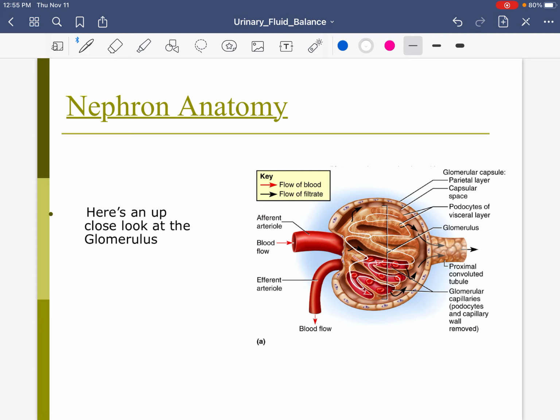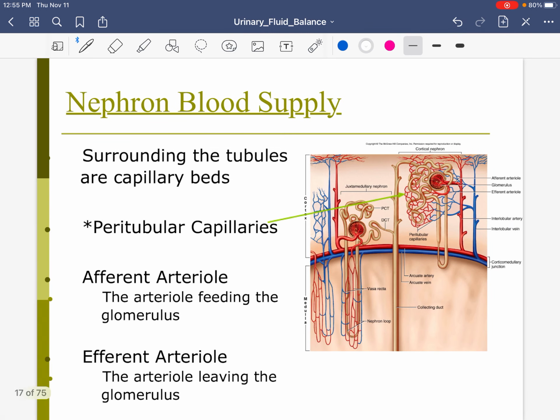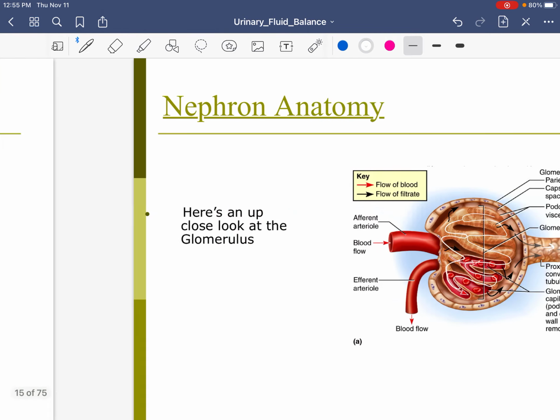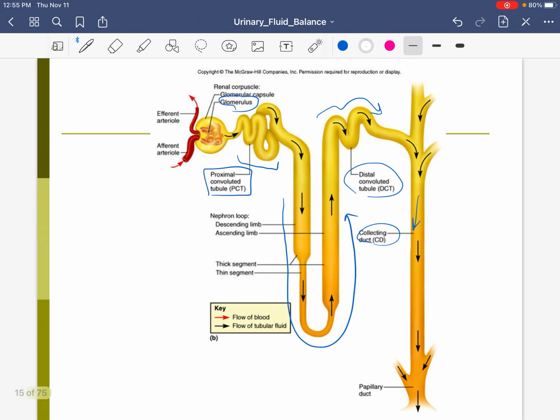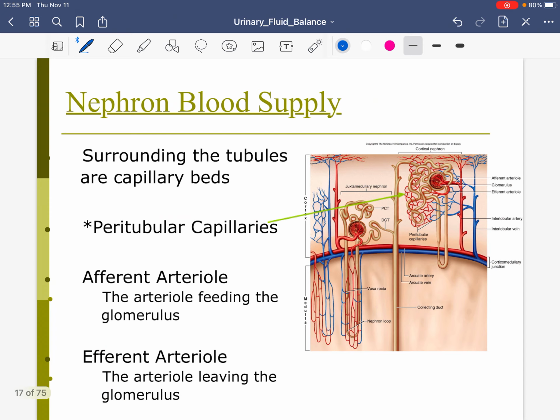If we look more up close at the glomerulus, remember the glomerulus is a collection of capillaries. So inside, these things are all capillaries, which means a lot of surface area. It's going to lead into the proximal convoluted tubule. Now, that isn't the whole picture. So now that we've established what a nephron looks like, the nephrons, they're not by themselves. Surrounding the nephrons are blood vessels, arteries, and veins.